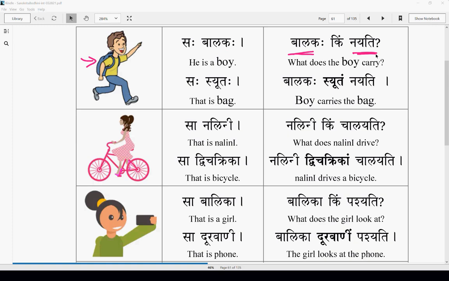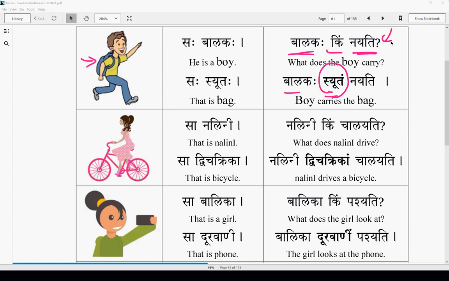Balaka Nayati, is he carrying? Or what does he carry? He means Balaka. Now the question is, answer is Balakaha Syutam Nayati. Now the Syutam is in the Dvitiya Vibhakti form. Dvitiya Vibhakti Pratyaya is added to this, and that form is used to answer the question of Kim. This question comes on the Kriyapada. Kriyapada means action. Nayati. Kim Nayati.